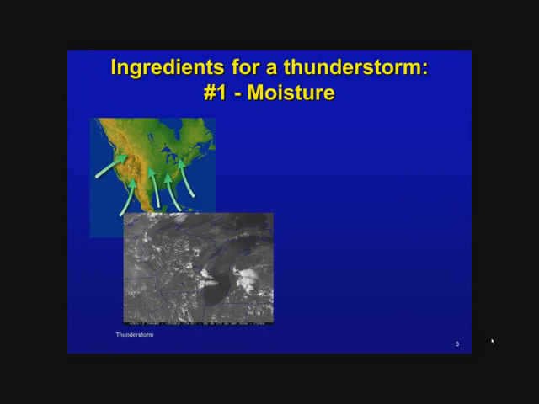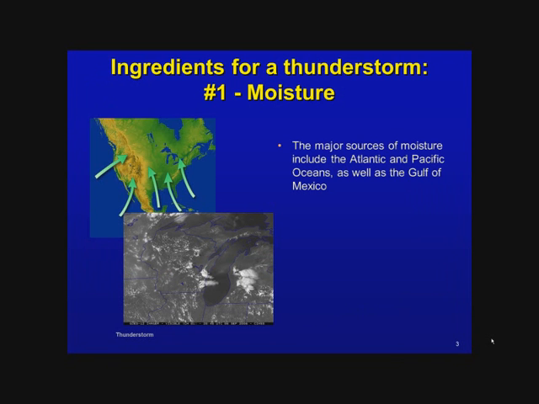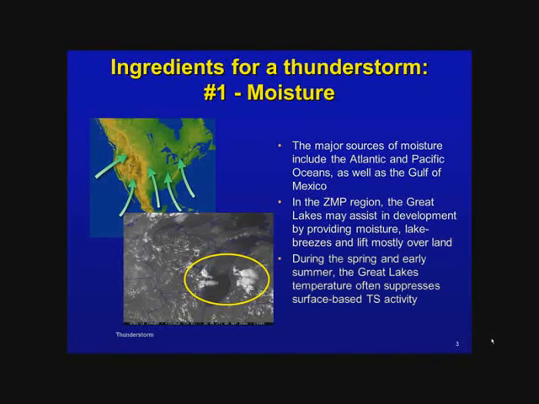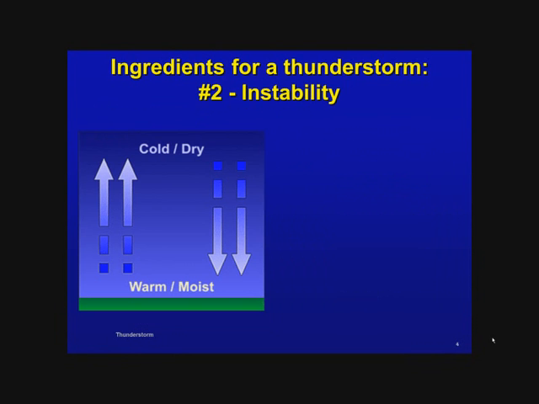Where do we get these ingredients? Well, for moisture, the major sources over North America include the Atlantic and Pacific Oceans, as well as the Gulf of Mexico. In the Minneapolis region, the Great Lakes may also assist in development by providing moisture and producing lake breezes and lift mostly over land. During the spring and early summer, the Great Lakes temperature often actually suppresses surface-based thunderstorm activity.